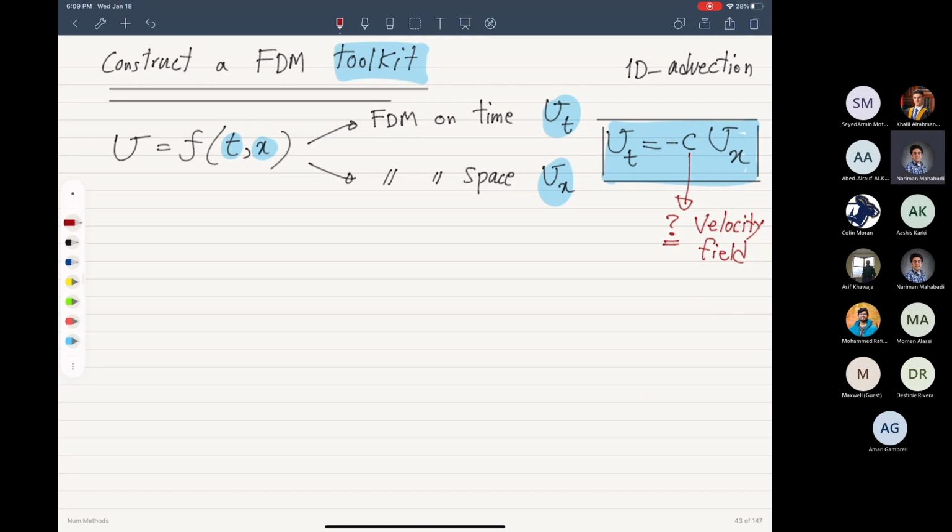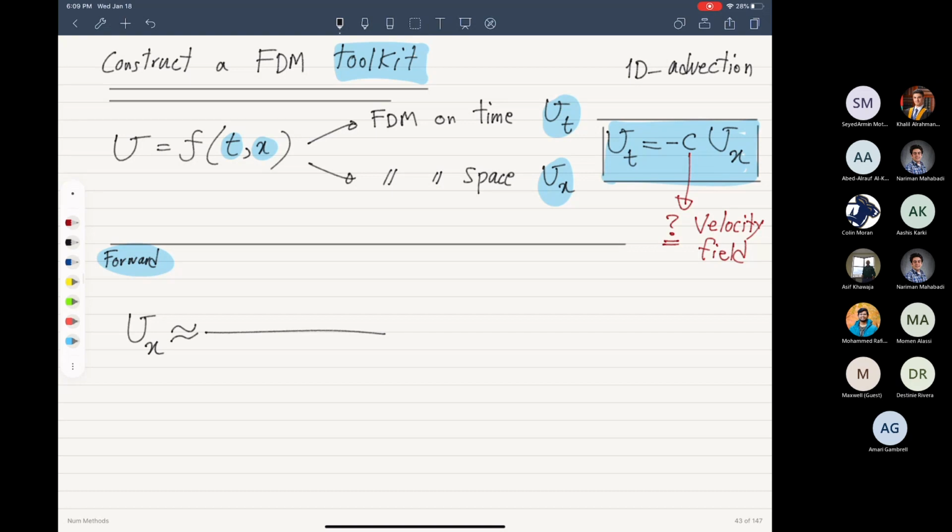Okay, so let's see how we can write this discretized form with first order finite difference. And I'm just going to use the forward method. For this toolkit, I'm just using forward, for simplicity. Okay, so I'm going to write the equation. What is the derivative of my unknown function with respect to x? Give me the answer for the forward scheme.